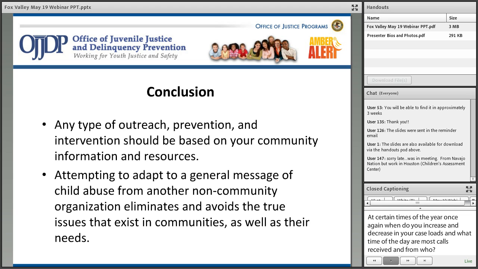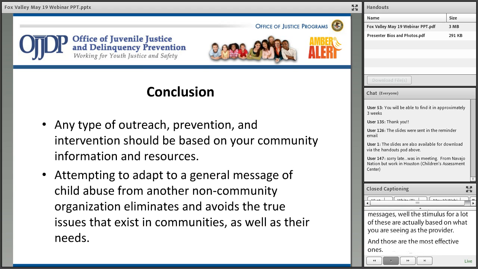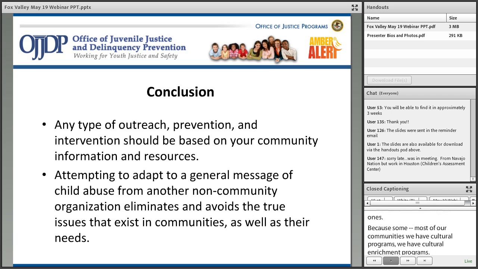Well, the stimulus for a lot of these is going to be based on what you're seeing as a provider. And those are the most effective ones because in most of our communities, we have cultural programs, we have cultural enrichment programs. So I think those aspects of the community can be built on, and we can see a lot of strength and resilience within our communities, as opposed to creating messages that are more hardcore shock and awe type things.